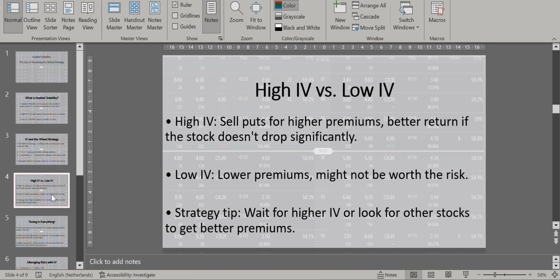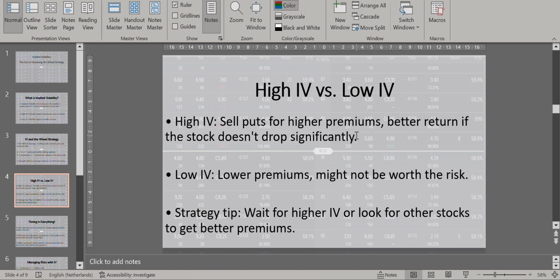Now, the difference between a high implied volatility and a low implied volatility, and this is something which is important to understand, is that when you sell puts, all right, when the implied volatility is high, you receive a higher premium. Of course, you have better returns as long as the stock does not drop significantly. And why I say this?